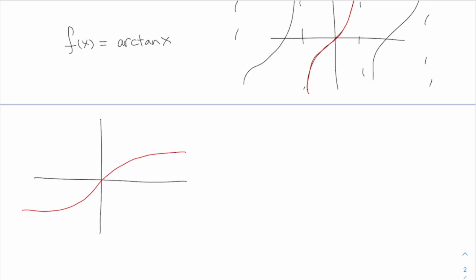And it has horizontal asymptotes. If you recall why, the original tangent has these asymptotes because tan is sine over cosine, and cosine equals 0 every so often. These vertical asymptotes turn into horizontal asymptotes here. Anyone remember what the values are of those asymptotes? Doesn't really matter, but they're pi over 2 and minus pi over 2. All right.